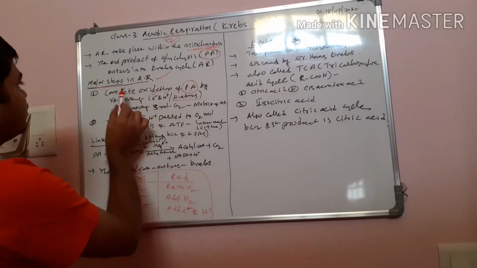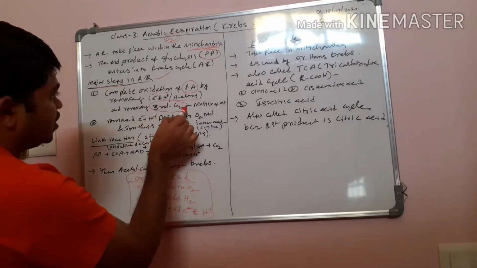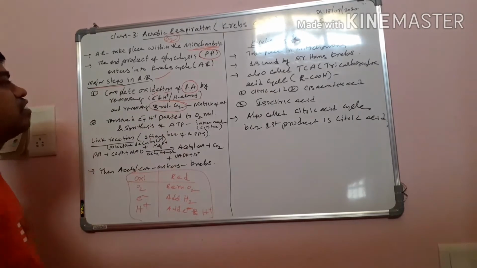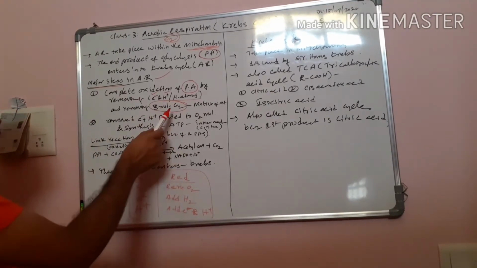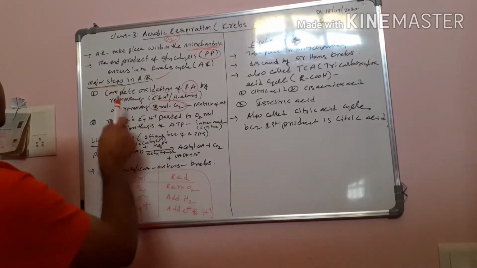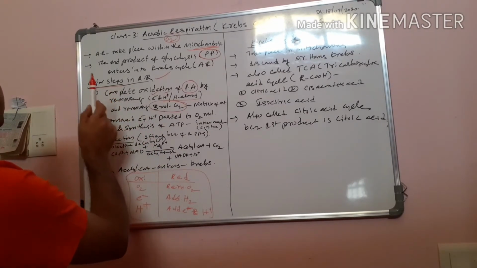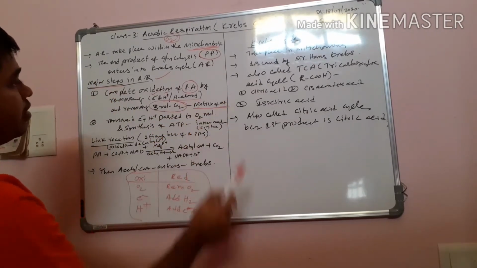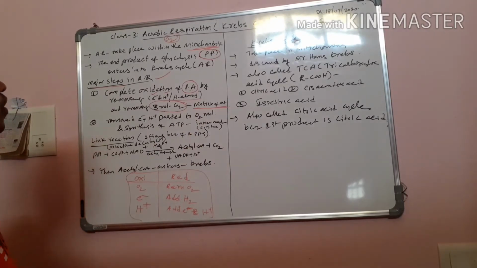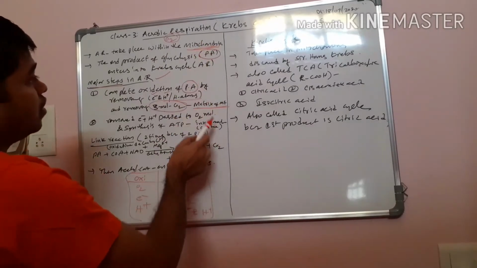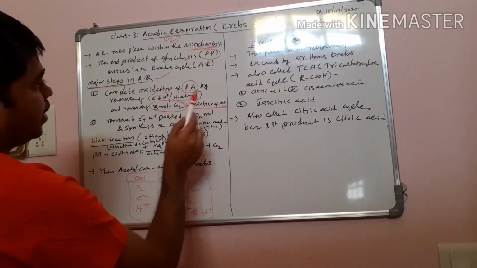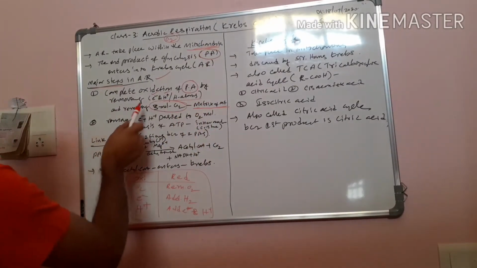Not only this, in the first step 3 molecules of CO2 are also released. Where is this happening? In the matrix of mitochondria. Already I told you aerobic respiration takes place in mitochondria. The first step takes place in the matrix of mitochondria.